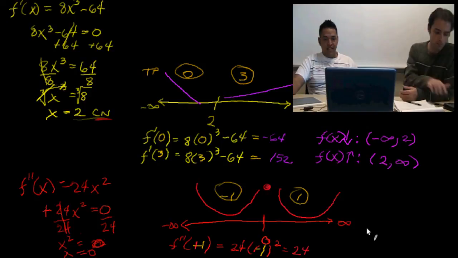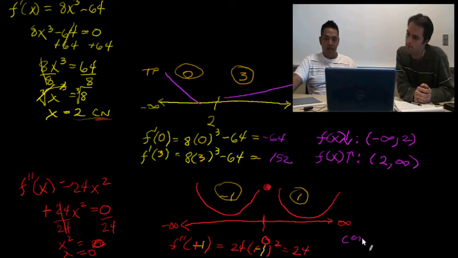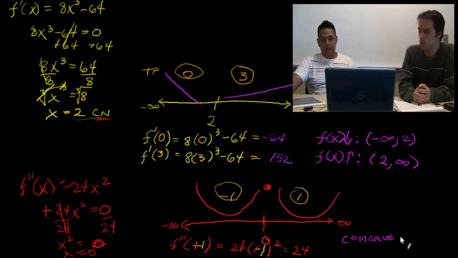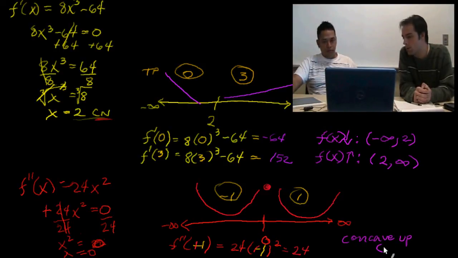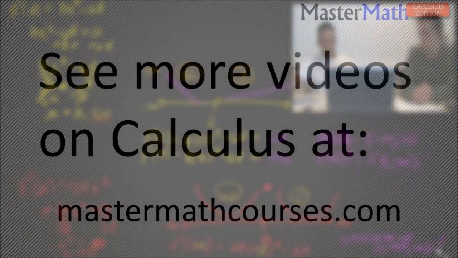What about this right here? How would we describe the concavity? So we could say concave up from where to where? I'd probably say from negative infinity to infinity. Negative infinity to infinity. And that's it.